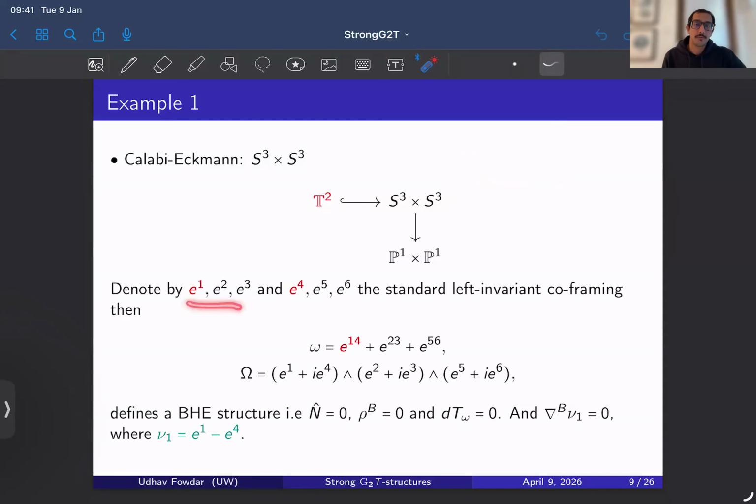Let e1 to e3 denote the left invariant one forms on the first S3 factor, and e4 to e6 denote the left invariant forms on the second factor. Then you can define an SU(3) structure by this differential form here. You can check by direct computation that this is complex, so the Nijenhuis tensor vanishes. The Bismut-Ricci form is also 0, and the torsion is closed. You can check that the Lee form is parallel, and in fact it is given by this expression here. So this is an example of these strong Bismut-Hermitian-Einstein manifolds.